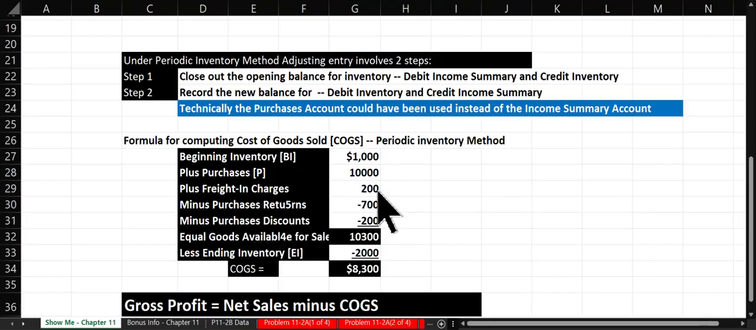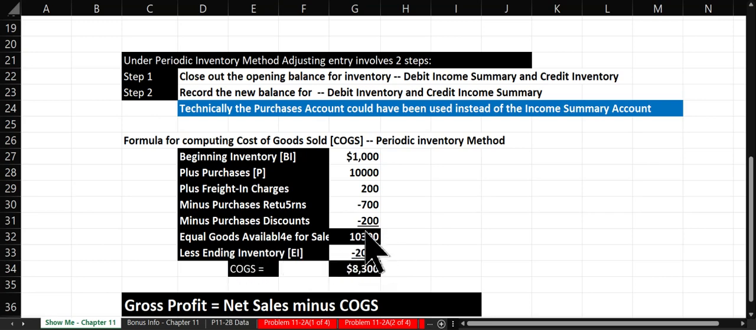So if we bought inventory and then we had to return some of it, we would subtract that amount. We would also subtract any discounts that we receive for prompt payment. So purchase discounts or cash discounts received would be a subtraction. That gets us to a number that is called the goods available for sale.